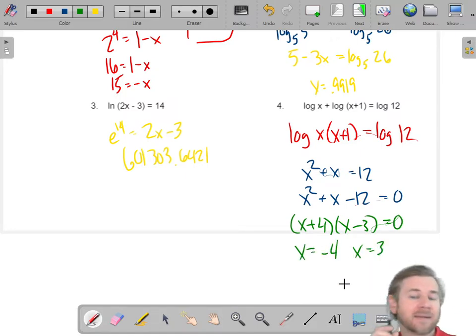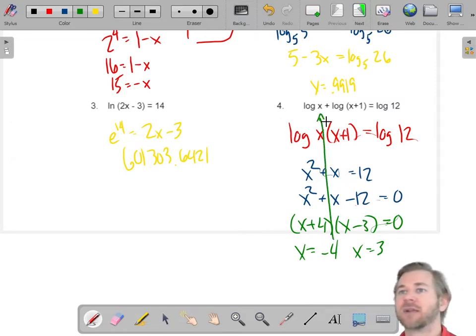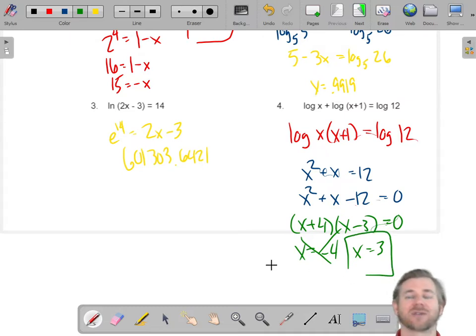Or could it? So we have to be careful. The domain of logarithms is restricted. You can't take the log of a negative number. So if you try and plug that in right there, it can't be negative 4. Can it be 3? Log of 3 is fine. Log of 3 plus 1, yeah, that's fine. So it can be 3, but negative 4 is an extraneous solution.